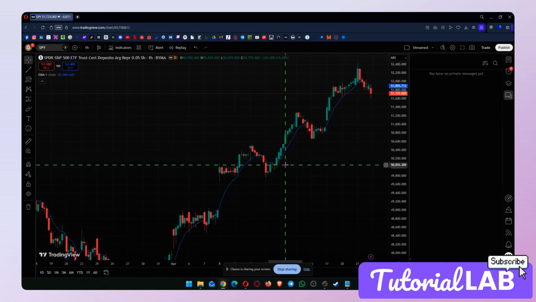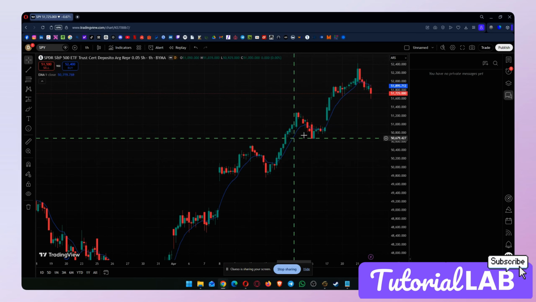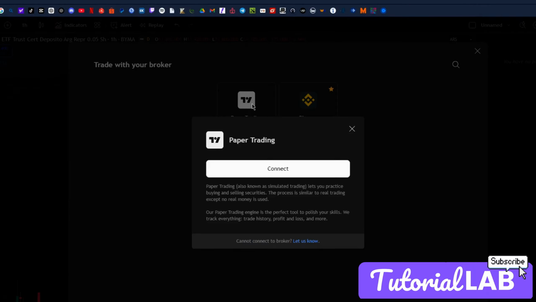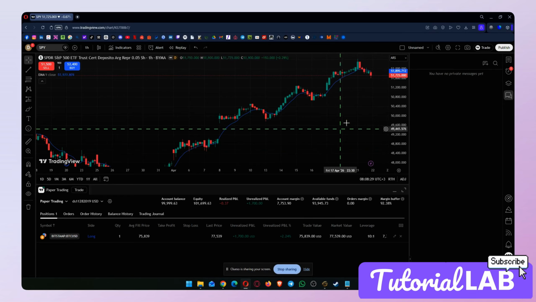On your TradingView dashboard, go to your chart. To set up a stop loss and take profit, click the Trade button in the upper right corner. This lets you select your broker. We will use paper trading as the broker. This is a practice mode, so no real money is involved.